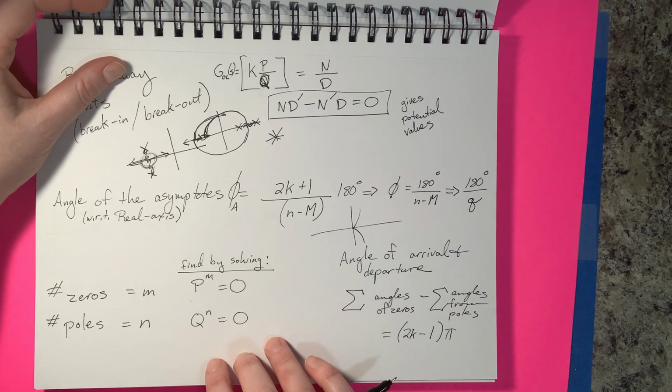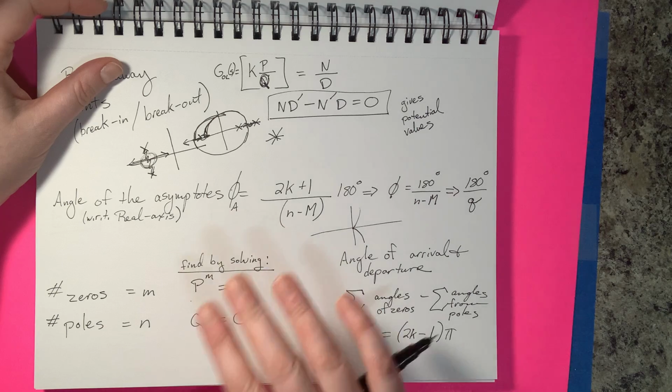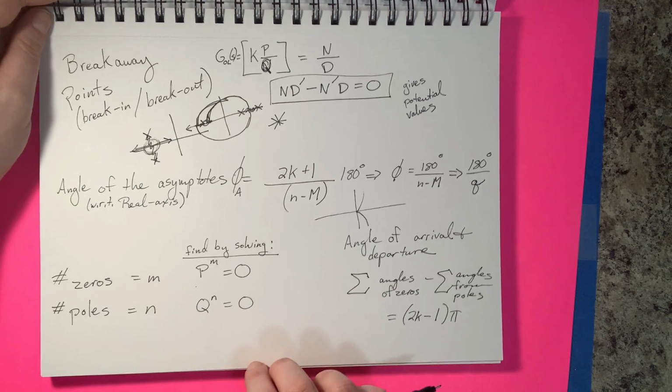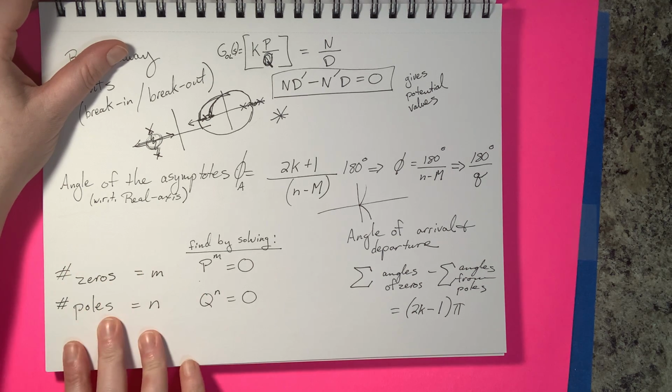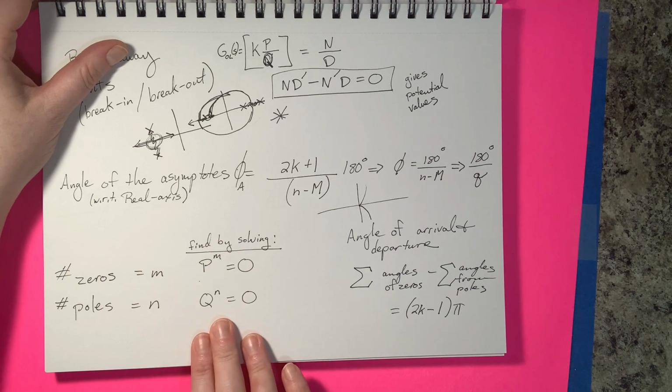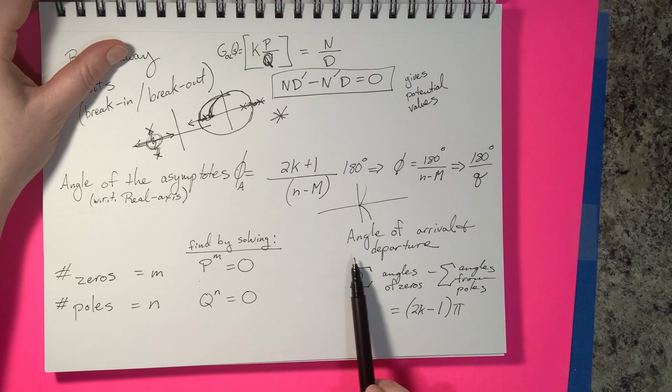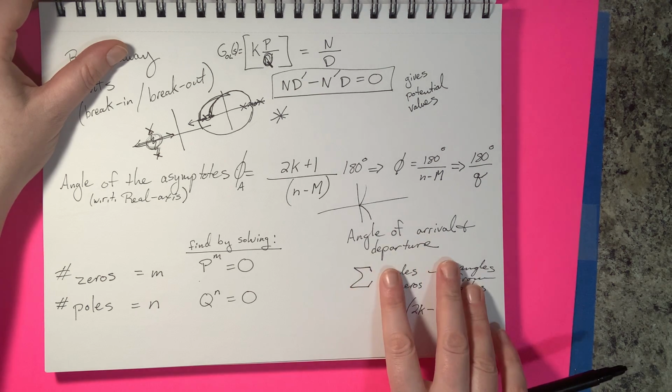I believe that's chapter 7, but it does vary for different versions, so you can check that if you're interested in using your book there. But the number of zeros, number of poles, we've already gone over this, and we find that by solving the polynomials. And then finally, we have the angle of arrival and departure, okay? And we can figure that out.